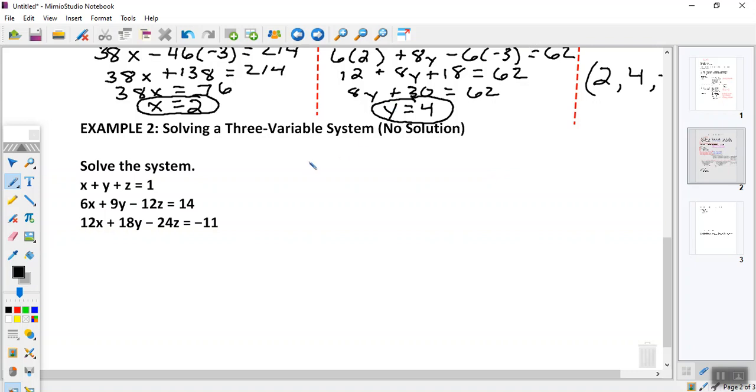Which variable you want to get the same here? Y. Want to work with the y's again? Yeah. All right. I could work with the x's, I could work with the z's, it wouldn't matter at all. So we're going to get the y's the same, is that okay with everybody? Yes. So if I want the y's to be the same, what do I have to multiply this first equation by? 18. I've got to multiply this then by what?